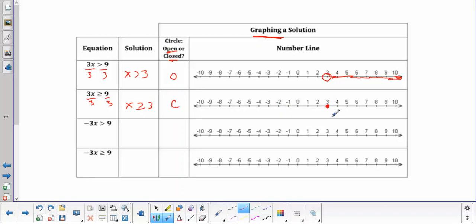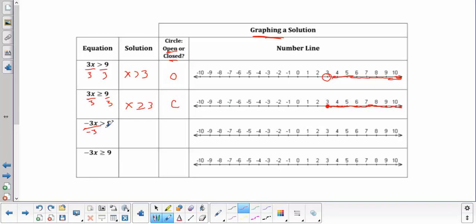Get a solid dot. The reason you use a solid dot is because you are including that value. You're saying 3 is included in the solution, and then everything greater than that. Okay. Once again, use that as sort of an arrow to tell you which way to go.